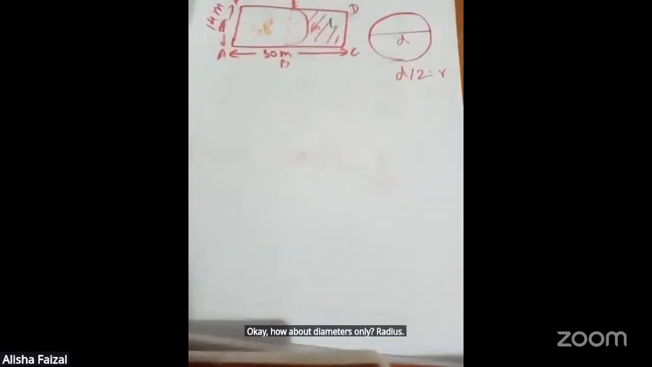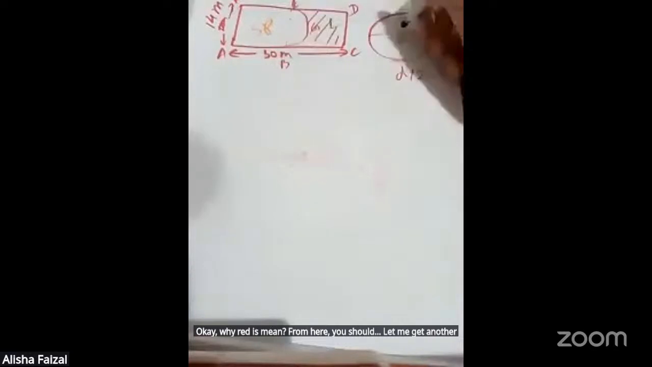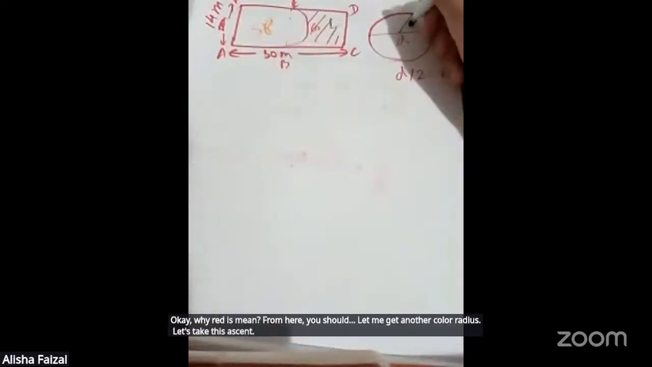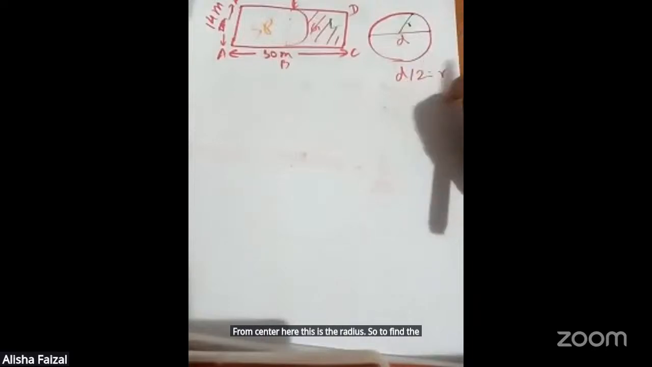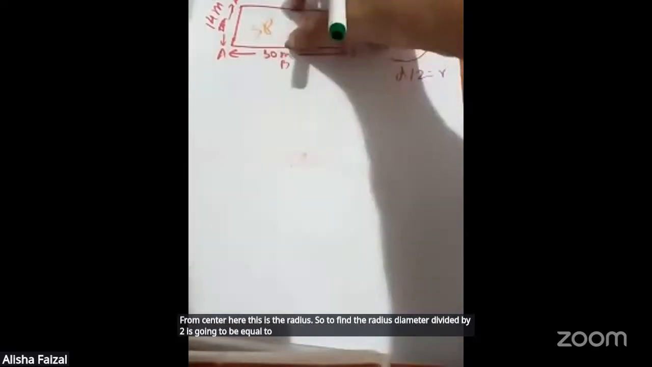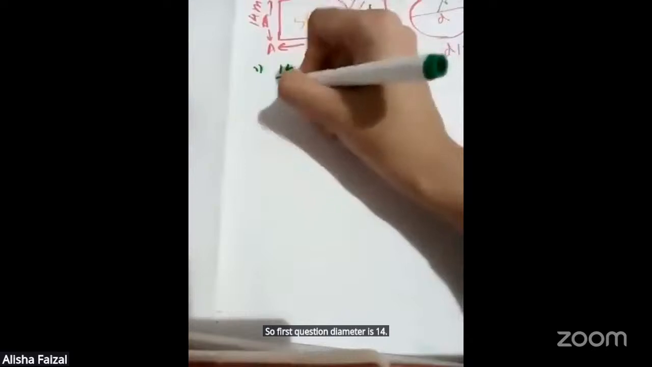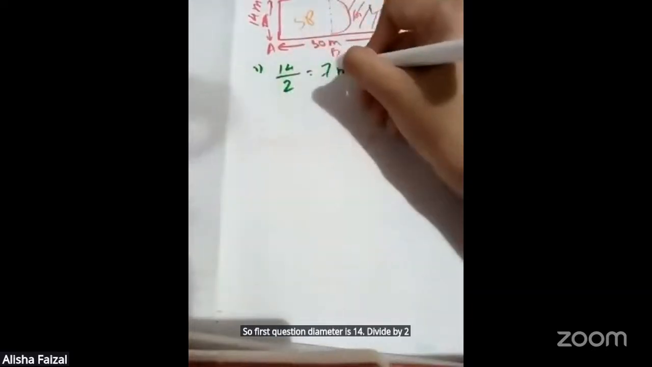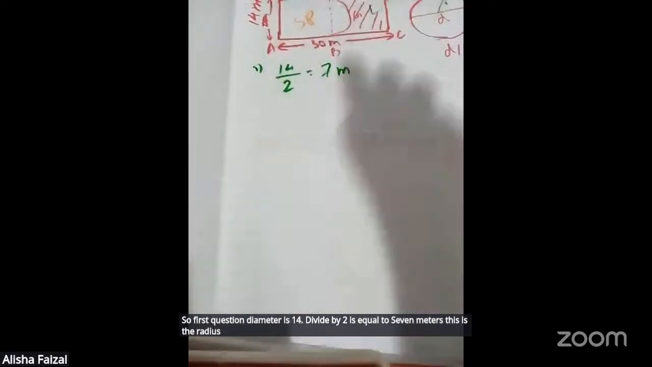Why radius? Let's take this as the center. From the center to here, this is the radius. To find the radius, diameter divided by 2 is equal to the radius. Here, this is the diameter. Diameter is 14. So for the first question, diameter 14 divided by 2 is equal to 7 meters. This is the radius of the semicircle.